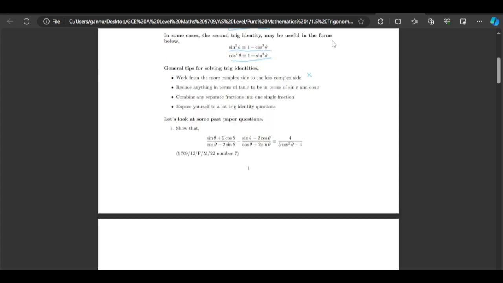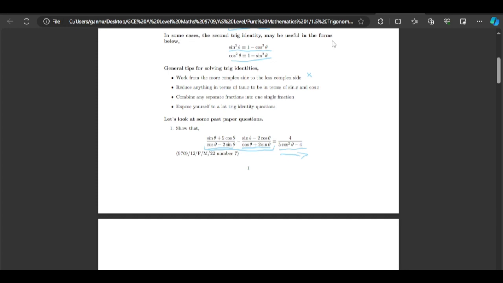So number 1 here says show that (sine theta plus 2 cos theta) over (cos theta minus 2 sine theta) minus (sine theta minus 2 cos theta) over (cos theta plus 2 sine theta) is identical to 4 over (5 cos squared theta minus 4). So we want to work from the more complex side to the less complex side. In this case, that means we're working from the left hand side to the right hand side. As you can see, on the left hand side we have two different fractions, but on the right hand side we have one fraction. So what it means is that we're going to have to combine these two fractions to give us one fraction.